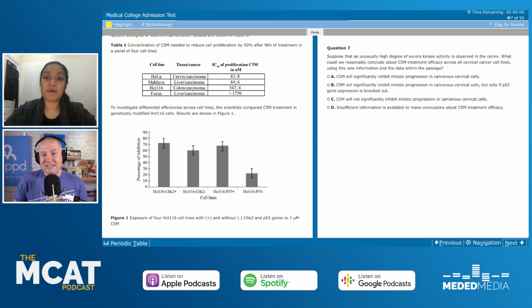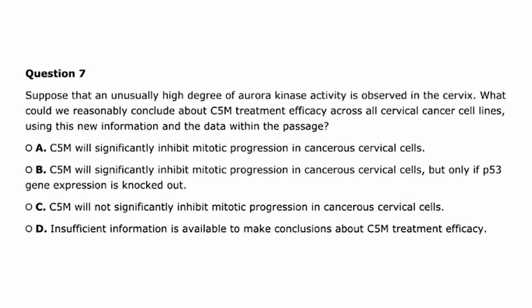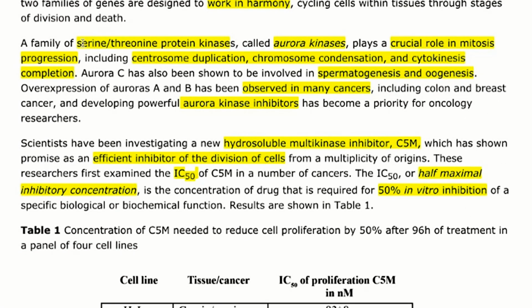All right. So number 7: suppose that an unusually high degree of Aurora kinase activity is observed in the cervix. What could we reasonably conclude about C5M treatment efficacy across all cervical cancer cell lines using this new information and the data within the passage? So it's a very wordy question, but they're telling us, okay, I see a lot of Aurora kinase activity in the cervix. Remind me what Aurora kinase activity is again, and that's where I would go back to the passage. I don't expect myself to know everything. I just know Aurora kinases play a crucial role in mitosis progression.